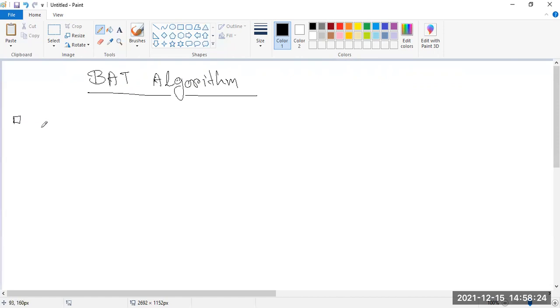First of all, we have to initialize the bat population, meaning how many bats are there. Side by side, I will give you the note also. Live guys, just note it down. Actually, this is the algorithm. Step by step, it will go. Initialize the bat population. Population means how many bats are there: bat 1, bat 2, bat 3, up to this.